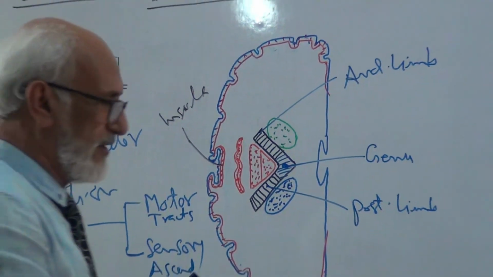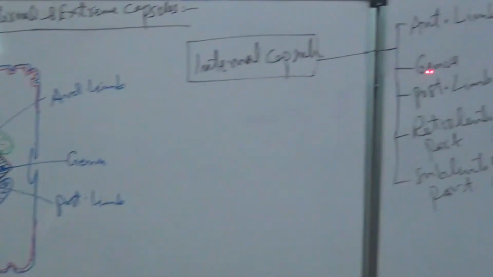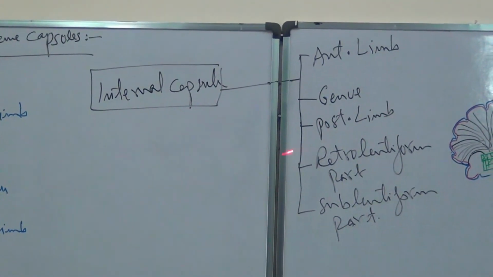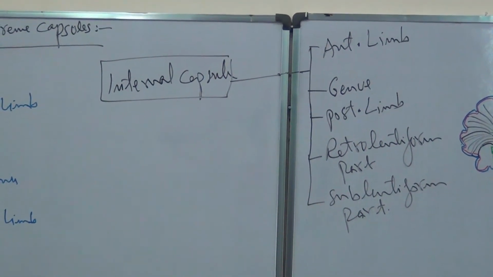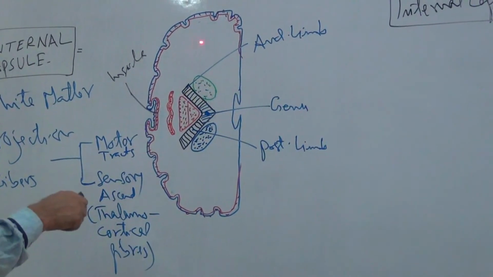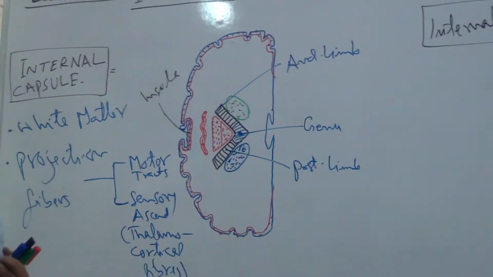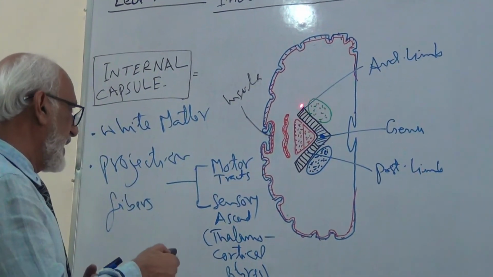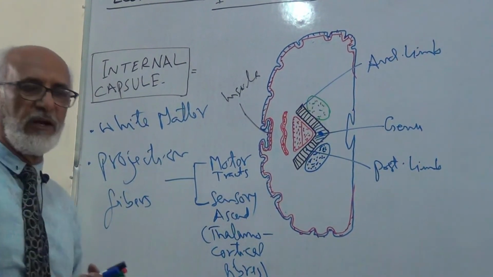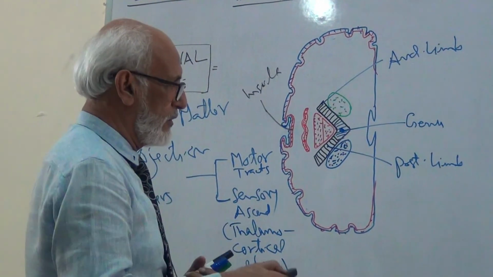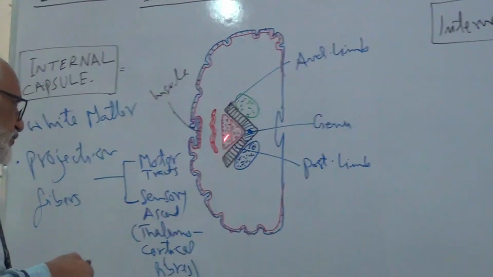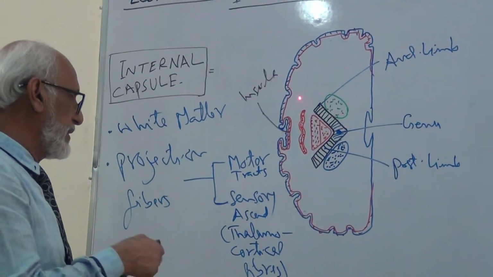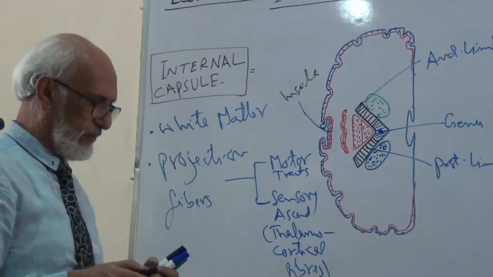So the different parts of internal capsule are anterior limb, genu, posterior limb. The other two parts are retrolentiform part and sublentiform part. Now in a section cut through the cerebral hemisphere at the level of insula, only anterior limb, genu and posterior limbs are visualized. The other two parts, that is retrolentiform part and sublentiform part, are not visualized in this section. Only three parts are visualized in this section.